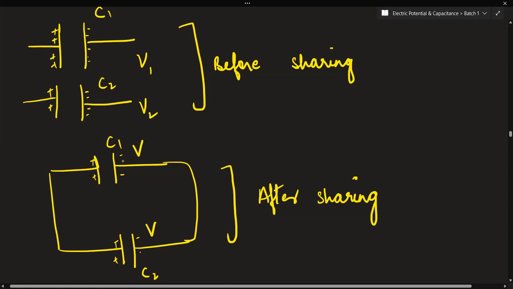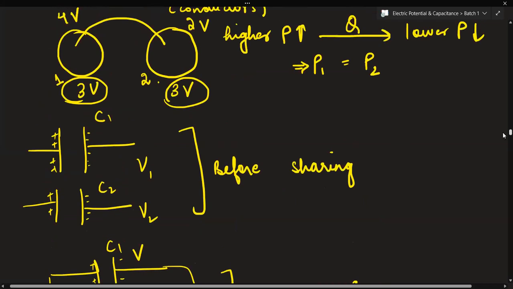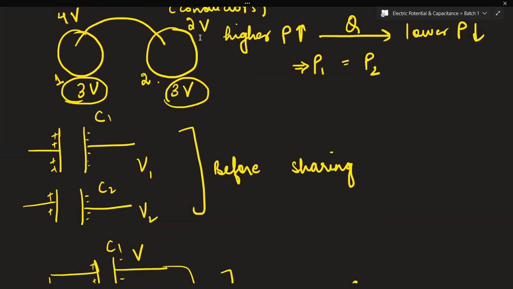This potential is the same for both of them because now charges have been shared, as we have studied in conductors and capacitors right now. So the same principle will be applied and potential will become equal to capital V. Potential is the same, capacitance will obviously be different. Before sharing, each one had a different capacitance and a different potential. But before we derive a few things, let me know a few things.